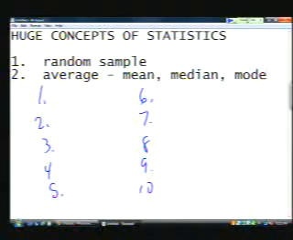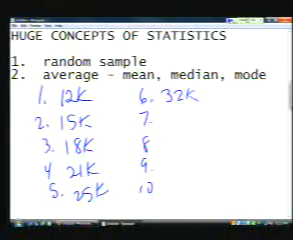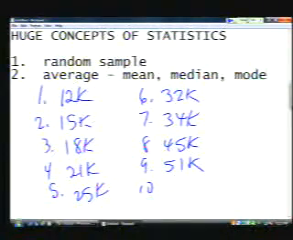First person, they're making $12,000 a year, and the next person, they're making $15,000 a year. Next person's making 18. The next person's making 21. The next person is making 25. The next person is making 32. The next person is making 34,000. The next person is making 45,000. The next person is making 51,000. And the last person is making 62,000. All right.